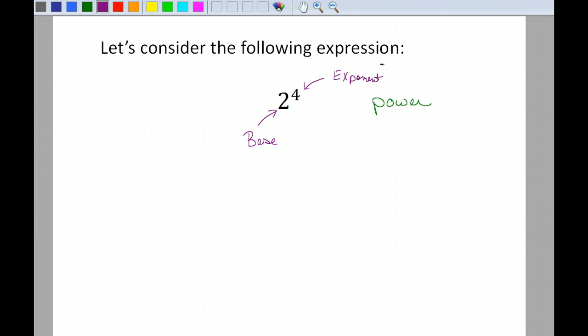So what this means, this is kind of a shorthand. Instead of writing 2 times 2 times 2 times 2, we're able to use a shorthand and say, okay, I've got 4 2's that are multiplied together. That's 2 to the 4th power. I don't know about you, but I'd much rather write 2 to the 4th power than 2 times 2 times 2 times 2. It's just going to make everything a little easier for you, especially when those exponents get a little larger.